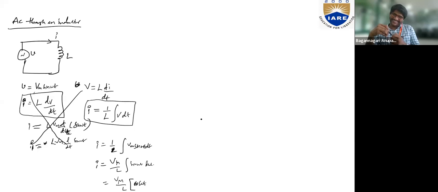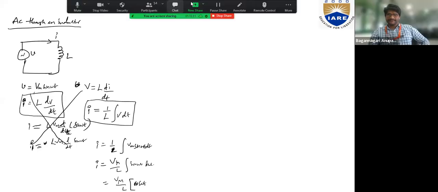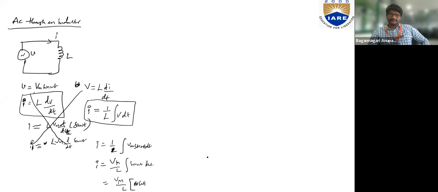No, sir, because the equation is E is equal to minus L di by dt. So I think we have to consider that in the integration, sir. Okay, you get it as minus. I'll write it here. I is equal to Vm by L, minus cos omega t by omega, right?